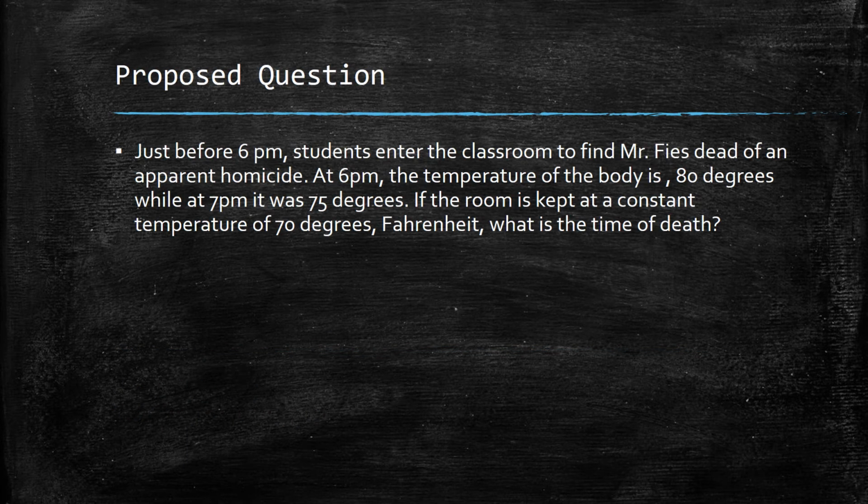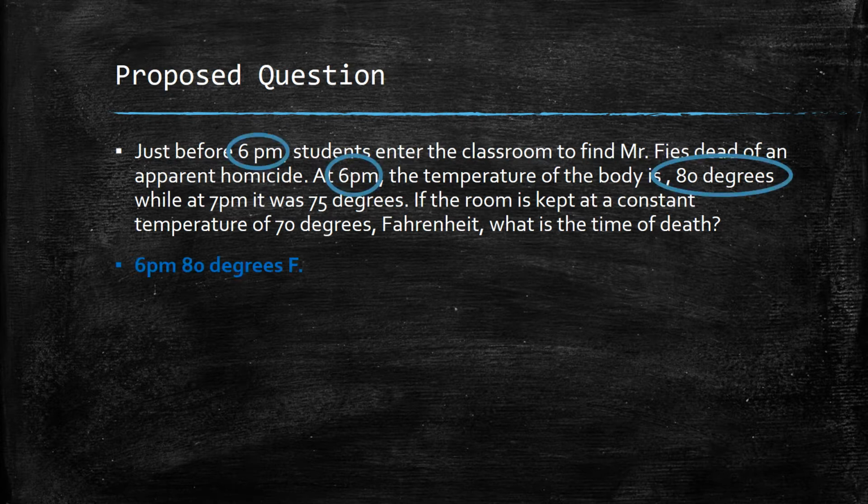So our proposed question is, just before 6 p.m., students enter the classroom to find Mr. Feast dead of an apparent homicide. At 6 p.m., the temperature of the body is 80 degrees, while at 7 p.m. it is 75 degrees. If the room is kept at a constant temperature of 70 degrees Fahrenheit, what is the time of death?